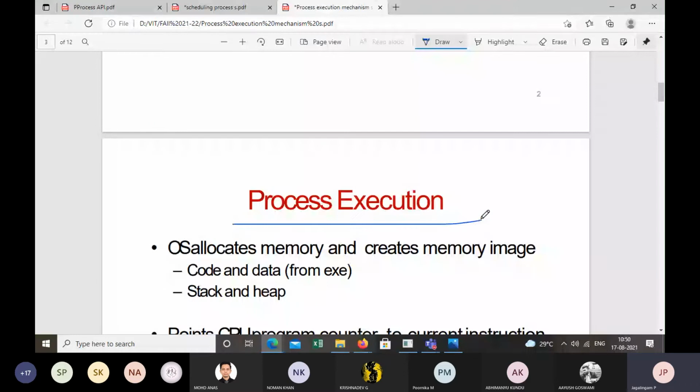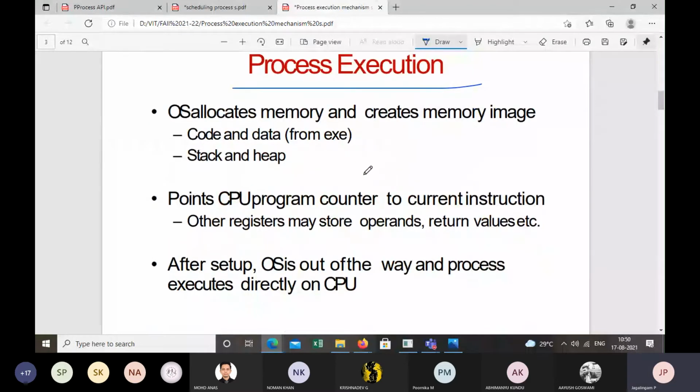So we know that to create a process, first the memory is allocated for the process by the operating system, and it creates the memory image. The memory image consists of code, data, stack, and heap. This is the first thing the operating system does.